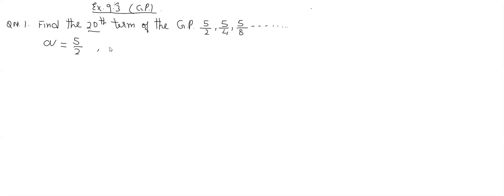So we can calculate the common ratio, that is R. R is equal to 5 by 4 divided by 5 by 2. After simplification, we will get 1 by 2. This is our common ratio. Now you have to find the 20th term.